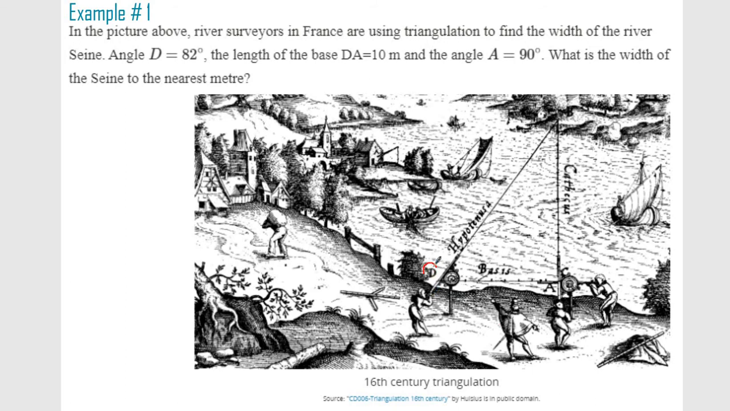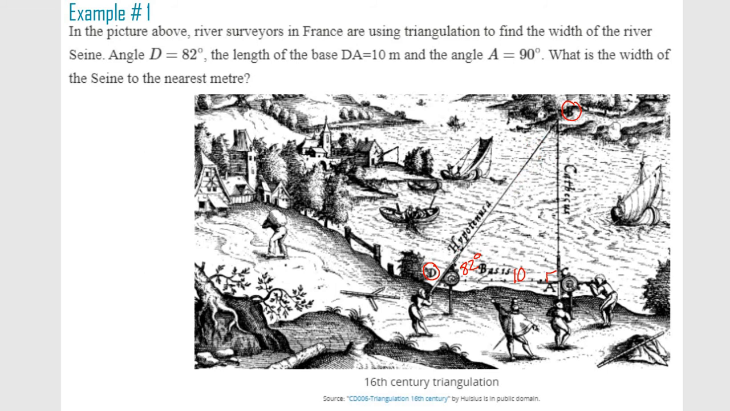I know it's a little bit hard to see, but here is angle D. I think that's B, and A and C. That's a little hard for me to read. Okay, I think this is DA, the base of DA. This is 10, and the angle A is 90. Oh, I'm sorry, angle D is also 82. So it wants to know the width of the river, the Seine River.